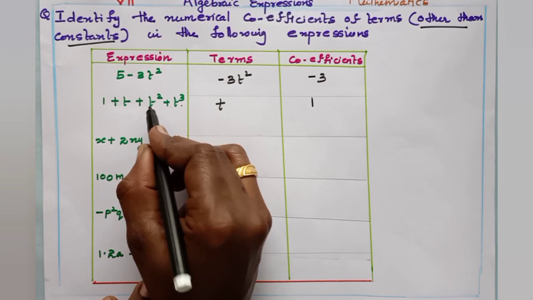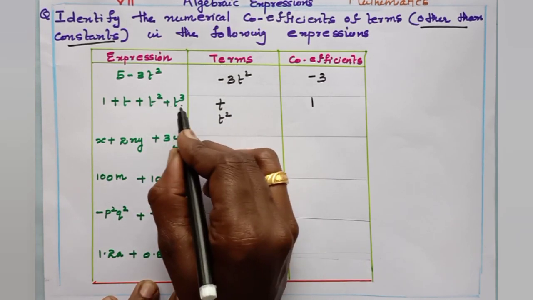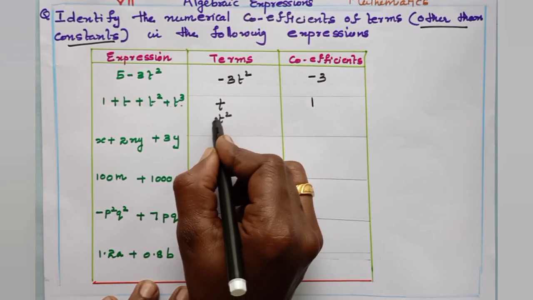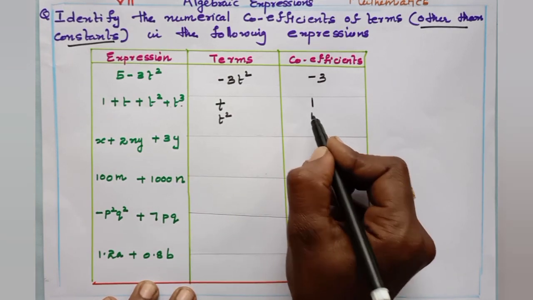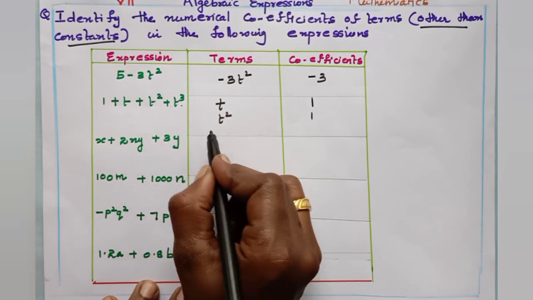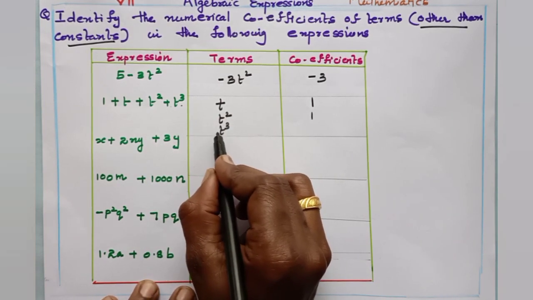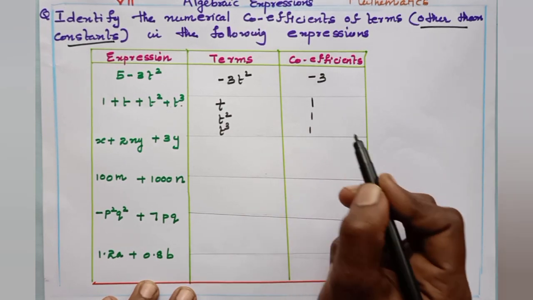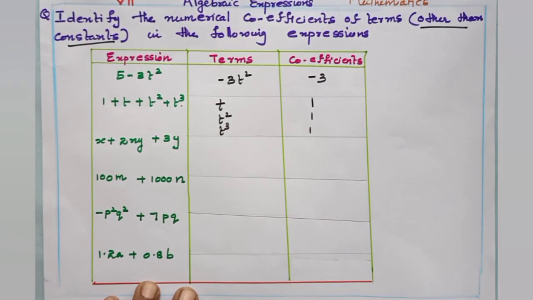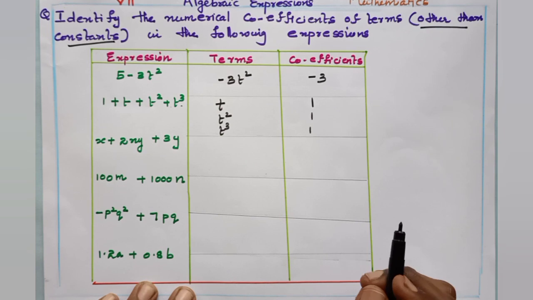Then the next term is t square. What is the numerical coefficient of t square? Yes, 1 into t square is t square, so the numerical coefficient is 1. The fourth term is t cube. The numerical coefficient is 1, because 1 into t cube is t cube. So the coefficient of t cube is 1.